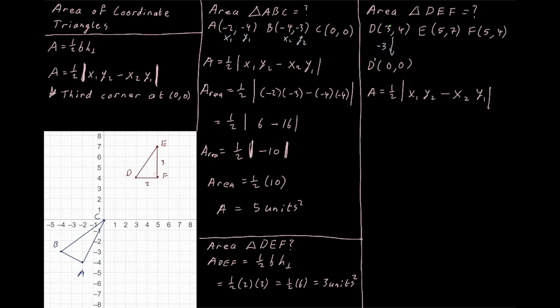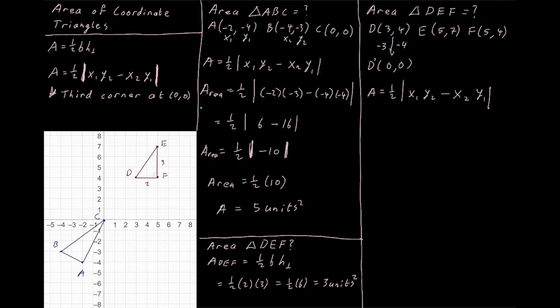Well, I'd need to take away 3 from my x value, and I'd need to take away 4 from my y value. If I take 3 away from 3, I end up at 0 for my x coordinate, and 4 away from 4, I'd end up at 0 for my y coordinate. So now D is where I need it to be. It's in the corner. It's in the origin, I should say.